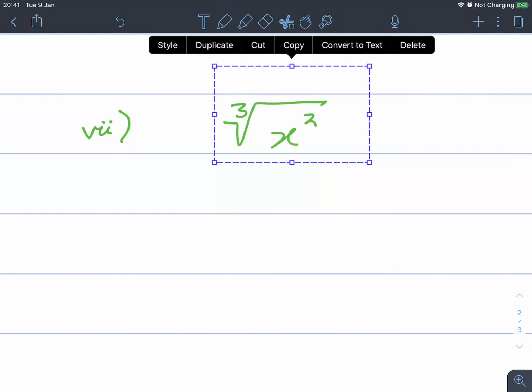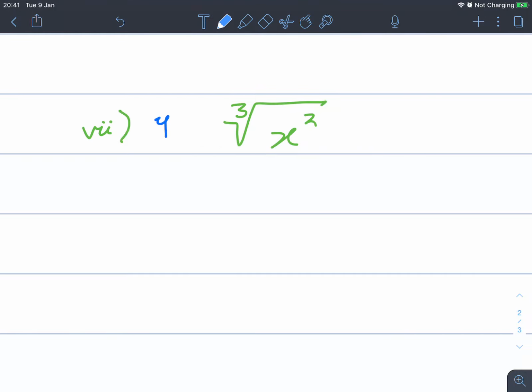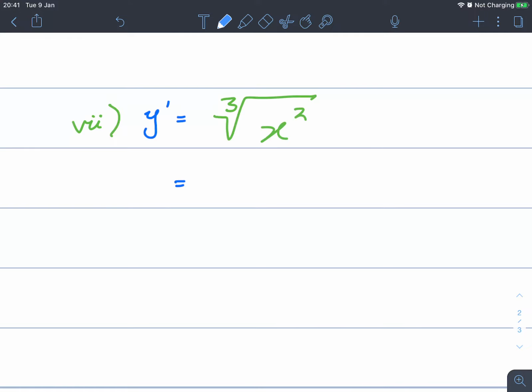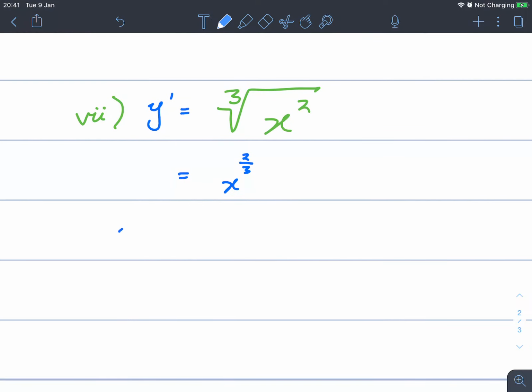One last example. In this case, I'll let this be equal to y prime is equal to this. And we can simplify this in index notation. This is x squared over x to the power of 2/3, which means y is equal to increase the power of this. So I'm going to do a calculation off to the side. 2 over 3 plus 1 is the same as 3 over 3, which is 5 over 3.